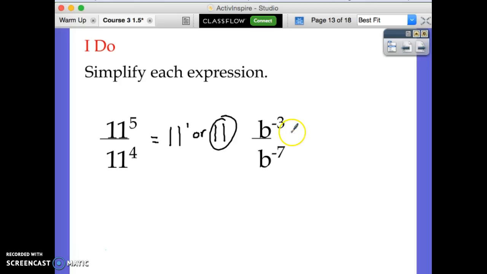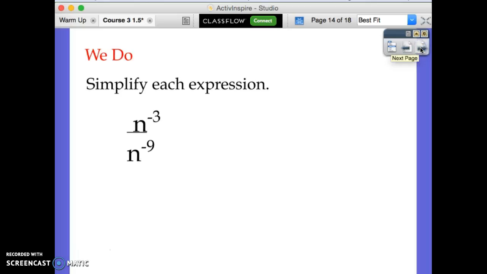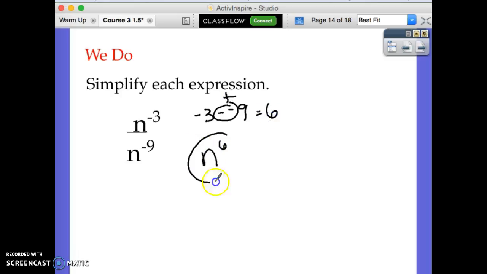These always mess people up, so I'm taking negative 3 minus negative 7. Well, that becomes a plus. Negative 3 plus 7 gives me b to the 4th power. If you have to write it out to the side like this, do so. If you can do that in your head accurately, that's fine too. So same thing, this is like the last one, negative 3 minus negative 9. Those form a plus sign, that's 6, so n to the 6th power.